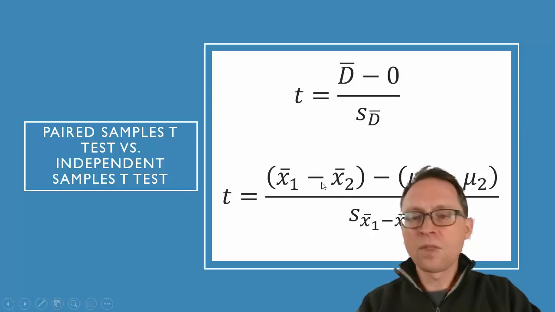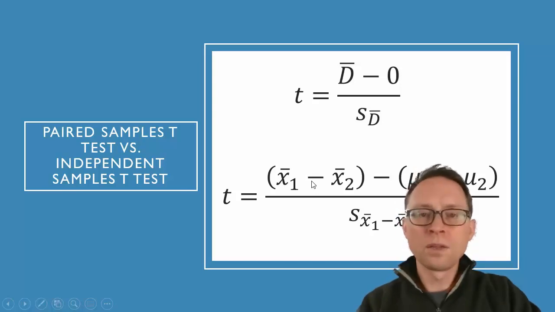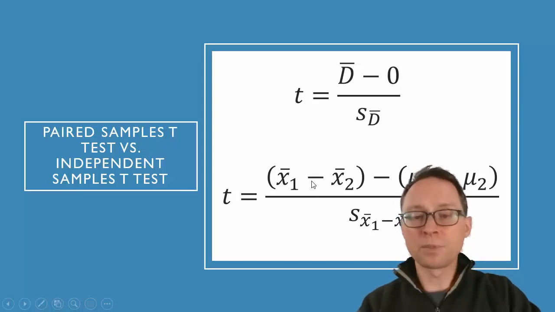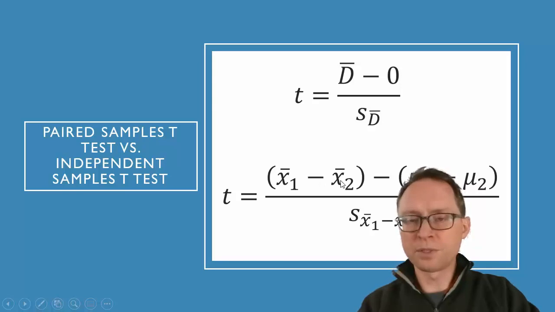This is the formula for an independent samples t-test. And remember what we're doing is we're looking for X bar sub 1 minus X bar sub 2. So this is the difference between the two groups. Remember, sub 1 is psychology majors, sub 2 is business majors. So the difference between psychology majors and business majors is X bar sub 1 minus X bar sub 2.